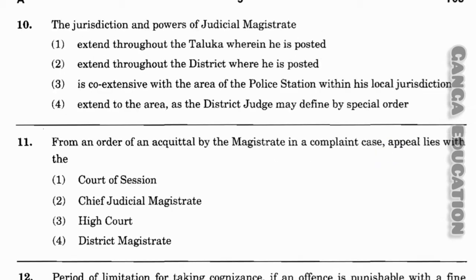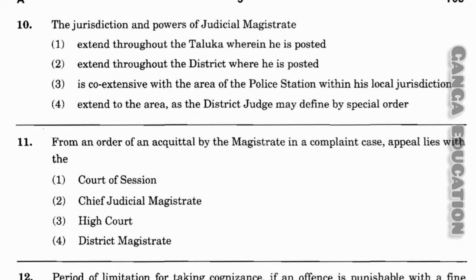Now question number 10. The jurisdiction and power of judicial magistrate. Option number 1, extends throughout the taluka wherein he is posted. Option number 2, extends throughout the district where he is posted. Option number 3, is coextensive with the area of the police station within his local jurisdiction. Option number 4, extend to the area as the district judge may define by special order. And the correct answer is option number 2, extends throughout the district where he is posted.